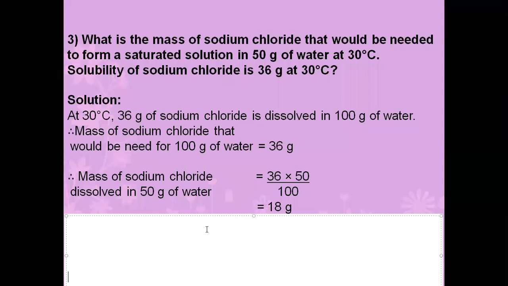I will write in the formula. So solubility of the solute, that is 36, equals mass of the solute, which we don't know, divided by mass of the solvent, which we know, that is 50, into 100. So we find out the mass of the solute.